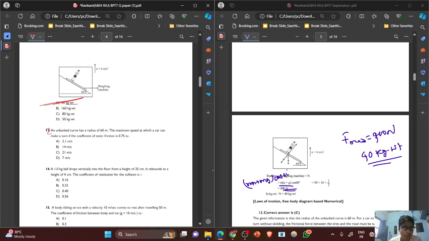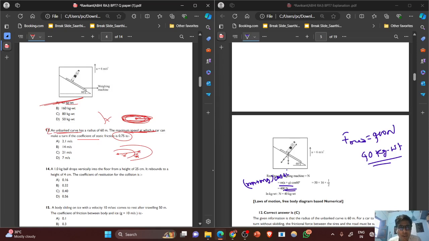Now moving to the next question. An unbanked road. Okay, it is not banked, means not at an angle. It's simply horizontal. Radius is given of the road. Let's suppose there is a curved road and a vehicle wants to turn. It is asking the maximum speed that it can have to turn safely.